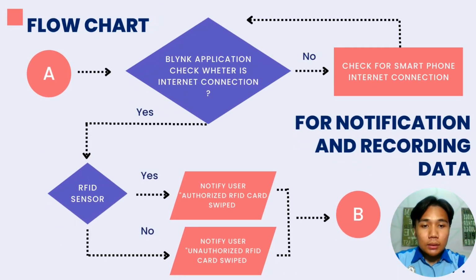Flowchart for notification and recording data. The user will open the Blynk application and Blynk will check whether the smartphone, laptop or PC has an internet connection. If yes, the RFID sensor will read. If it is the right card, notify the user of an authorized RFID card swipe. If no, notify the user of an unauthorized RFID card swipe.